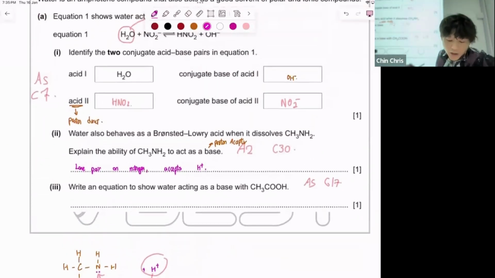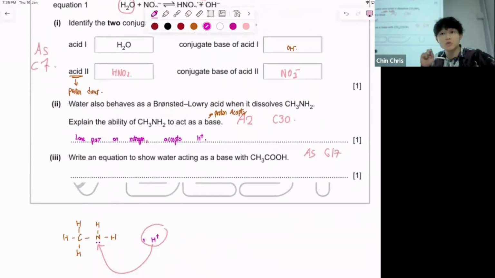Yes, correct. Okay, so you have to tell me where. Lone pair. Lone pair is the one accepting an H plus, right? Remember, our base is a proton acceptor. Done.